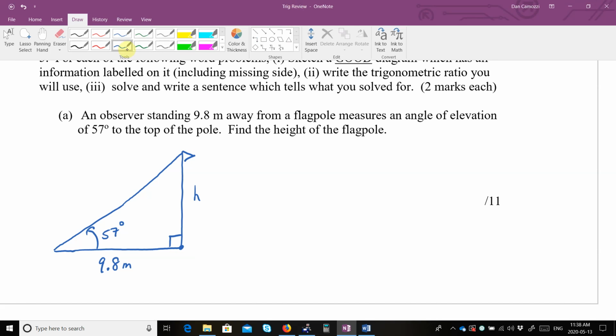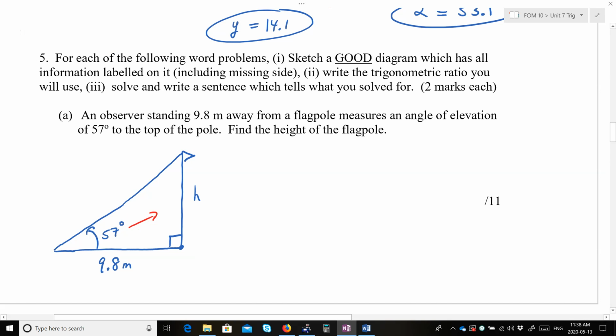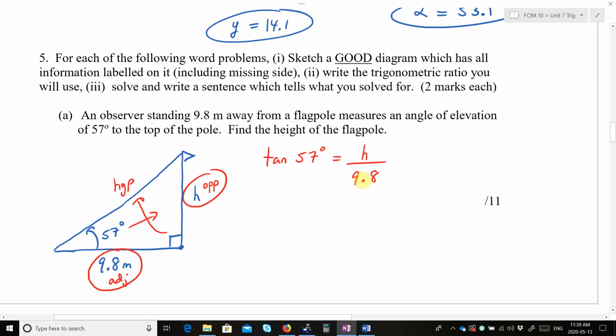Then label the sides of your triangle. Across from the angle is the opposite. Across from the 90 is the hypotenuse, meaning this must be the adjacent. So we're working with opposite and adjacent, which is tan. So tan of 57 degrees is equal to H over 9.8.